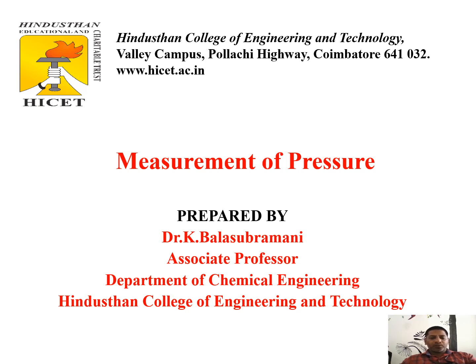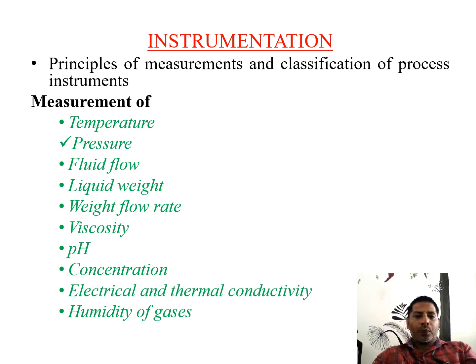Today we are going to discuss the measurement of pressure from the instrumentation and the principles of measurement, the relation between the absolute, gauge and atmospheric pressure, and a list of instruments used to measure the pressure. Next we see the instrumentation and the principles of measurement and the classification of process instruments, which are measurement of temperature, pressure, fluid flow, liquid weight, weight flow rate, viscosity, pH, concentration, electrical and thermal conductivity, and the permeability of the gas. From among the measuring instruments, we are going to see the pressure measurement.